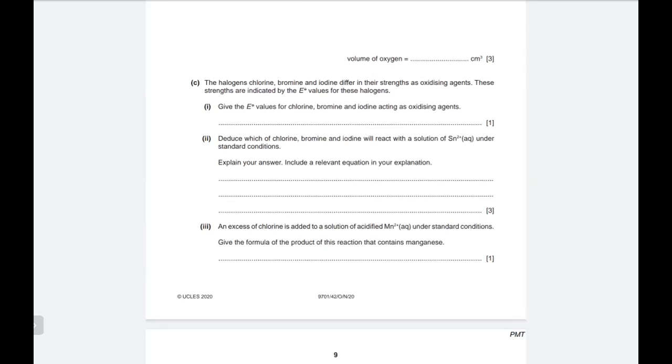Chlorine has a higher positive value than bromine, and bromine has a higher value than iodine. Higher value means not the numerical value, but the positivity. If all are negative, chlorine has the least negative, bromine the next, and iodine the most negative. The positivity of chlorine is the highest.